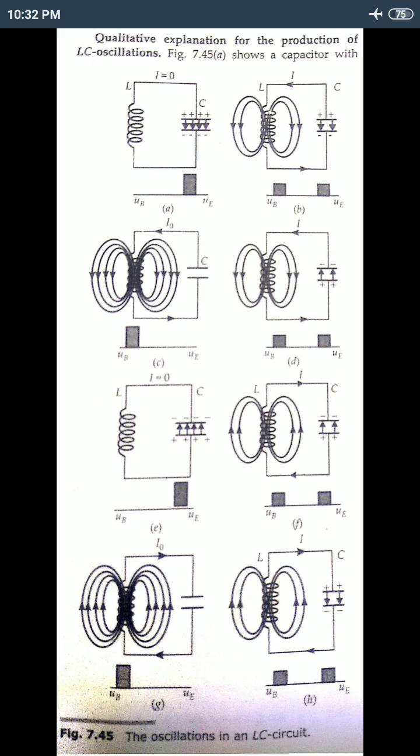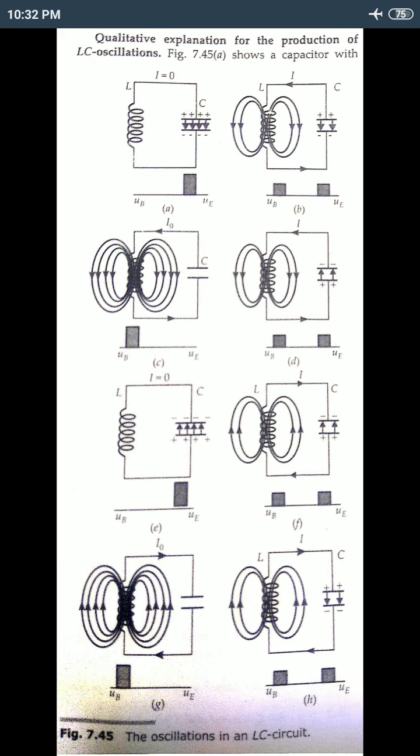Whenever the capacitor C is fully discharged, the magnetic flux linked with the coil decreases, and due to that the capacitor plate again charges, and this time the charge will be the same as the initial state, that is figure A. So this is the way it works.